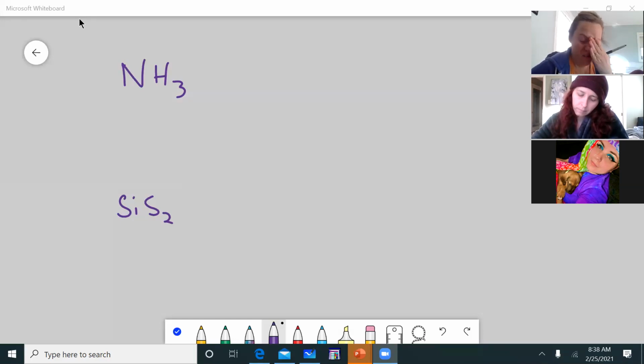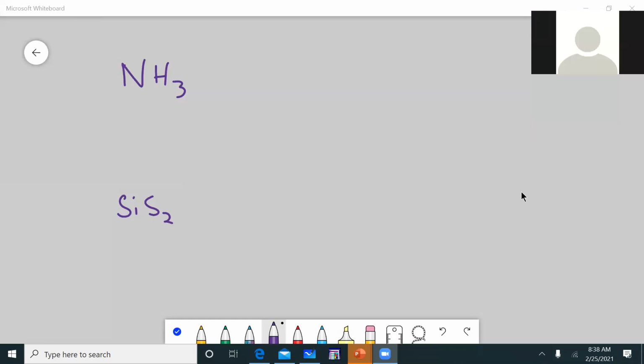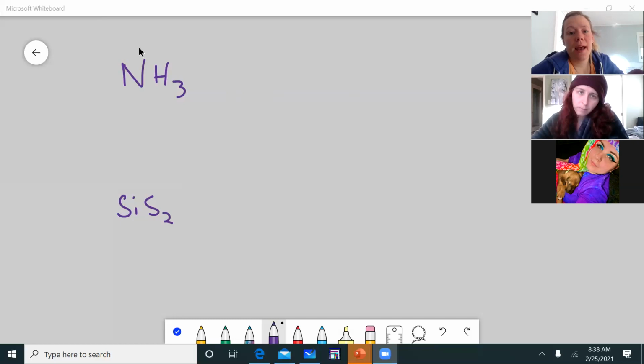All right, so for these two, you want to add up valence electrons like we did with the other one. So this one should have a total of 8 electrons to play around with, 5 coming from the nitrogen and 3 coming from the hydrogen.